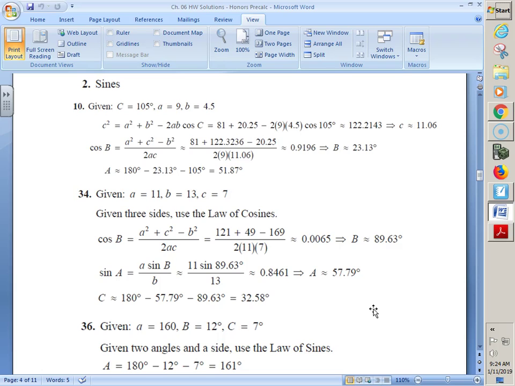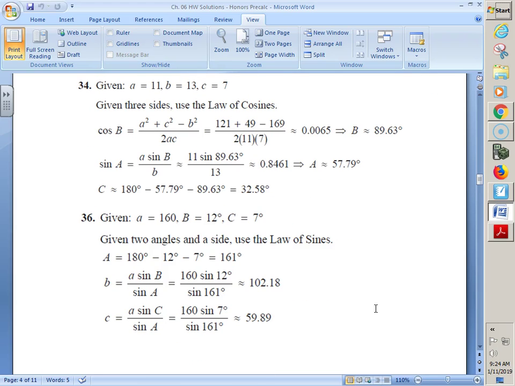34 is saying law of cosines. Why? Side, side, side. Angle B, 89.63. Angle A, 57.79. Angle C, 32.58. Kathleen, if you find the weird one, and you can't figure out what's going on with that angle, let me know. Number 36. What? It's a law of cosines homework and you did law of sines? Why? Law of sines is so much easier when you're given at least 2 angles.